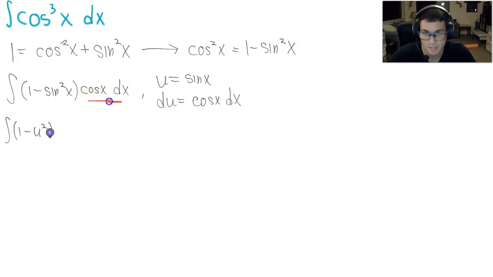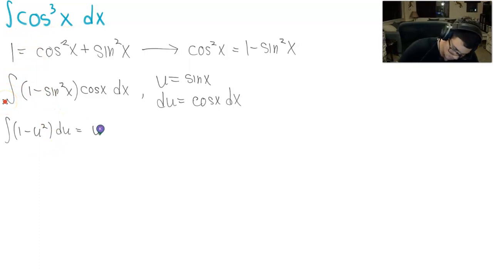Now there's a cosine x dx here, and there's a cosine x dx here. So these are the exact same thing, right? And if they're the exact same thing, and that is equal to du, that means this is also equal to du. So we could just write du right here. And now we can definitely integrate this. This is a lot easier than this. So this is going to be u minus u cubed over 3.